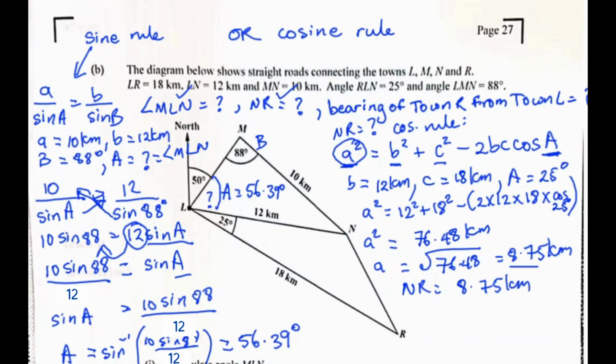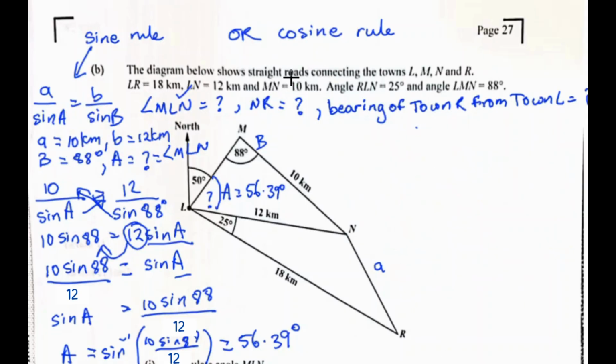Now let's move on to the other part. For the final part of this question, we are going to be finding the bearing of town R, which is down here, from town L. What does that mean? That means if I were to draw a line due north from town L, what is the bearing to town R? In other words, how many degrees does it take to get from this vertical line north, drawn from town L, our starting point, to town R?